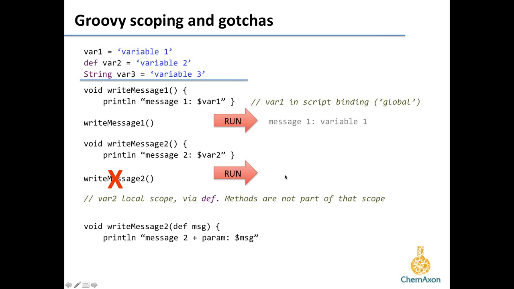The way around this, because we don't want to do global script binding, is to simply pass in the parameters as options for this particular method. So in this example, we're going to change write message to pass in a parameter, this time called MSG. If we then try to write message 2 with var2 passed in, because this is now part of the top level scope, this will work fine, and it will pop you back out message 2 param variable 2.